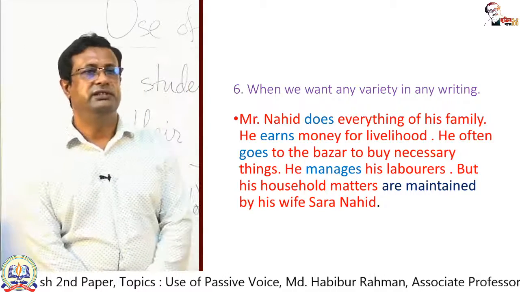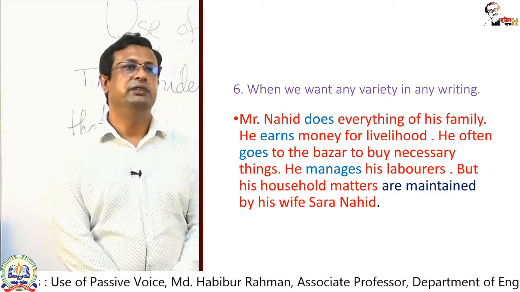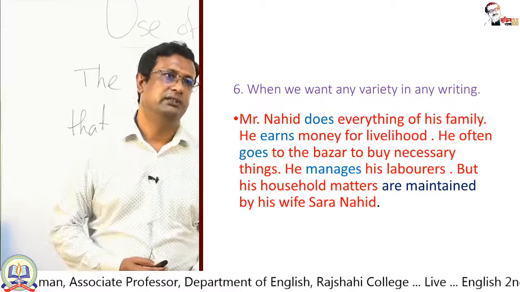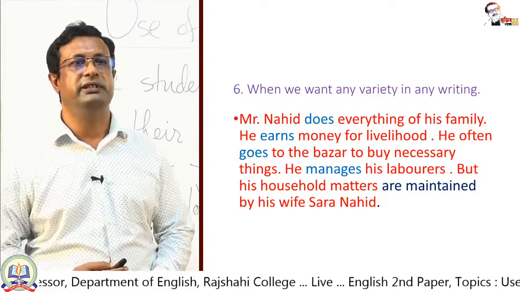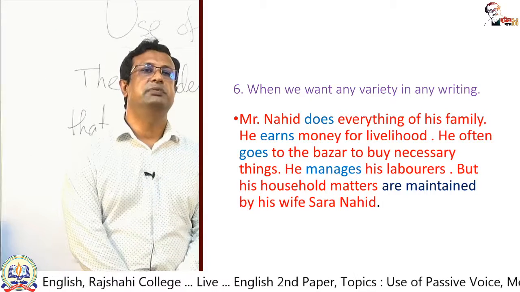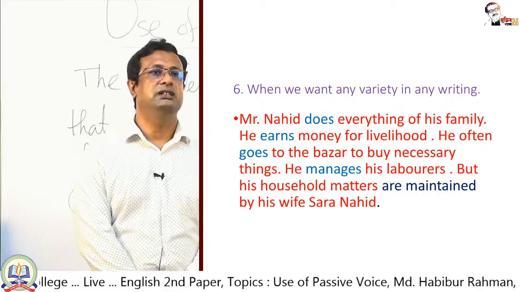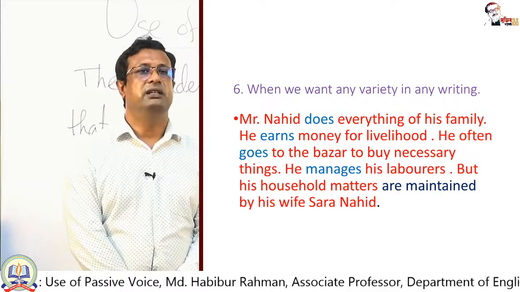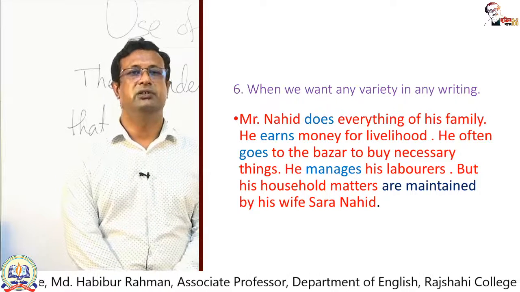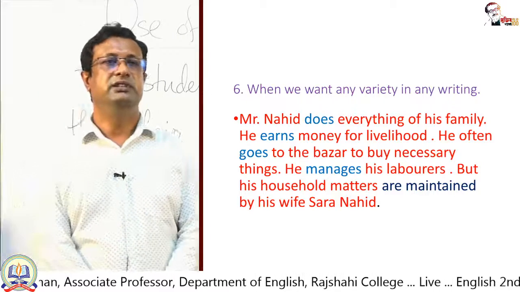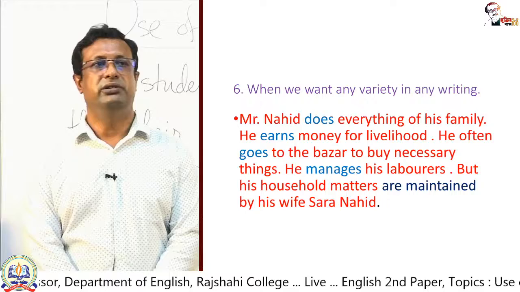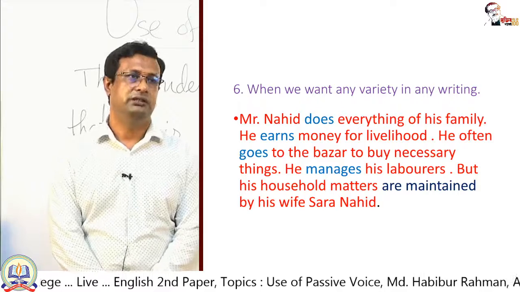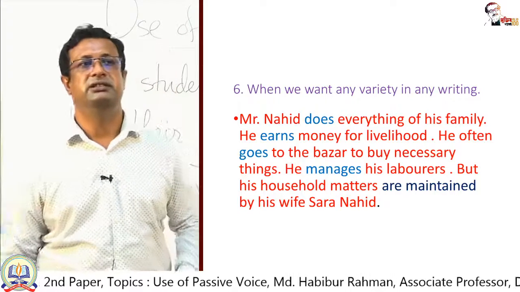The next sentence we see, but his household matters are maintained by his wife Shara Nahid. So there is a contrast with but. Here the speaker could say, but Shara Nahid maintains his household matters. If it were done, it would be boring, and in order to relieve the reader from this boredom, the speaker has used a contrast, and not only a contrasting sentence but also a contrasting voice. But his household matters are maintained by his wife Shara Nahid.